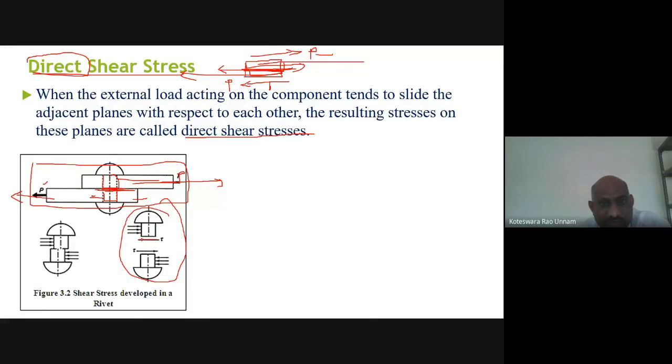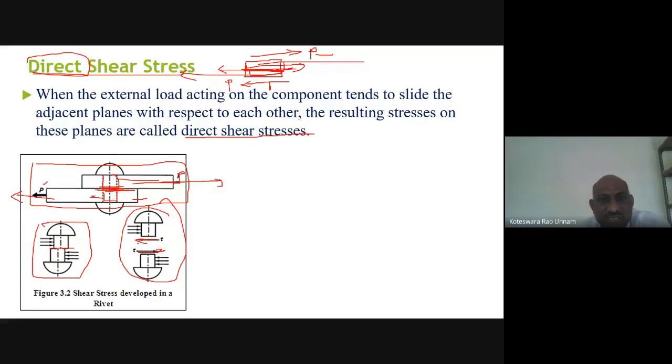On one side the resistance of the material is in this direction, and on the other side it is in this direction. They are opposite. Because of these opposite resisting forces generated in the component, there will be relative sliding between the parts, so it is going to fail like this. This kind of failure we'll call a shear failure, and the stress induced in this phenomenon we'll call shear stress.